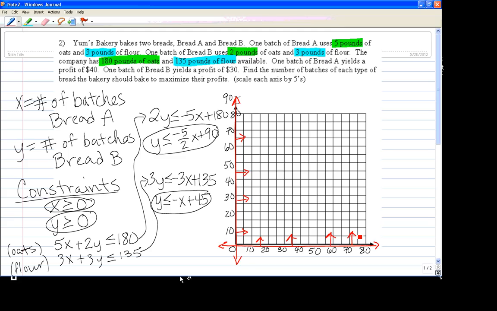Okay. We also have y is less than or equal to negative 5/2 x plus 90. And you'll notice I extended my graph up above what was available because I needed the y-intercept of 90 and I ran out of space. So let me put a point at my y-intercept of 90. And my slope is -5/2. So I'll go down 1, 2, 3, 4, 5, and over 2, and so on.